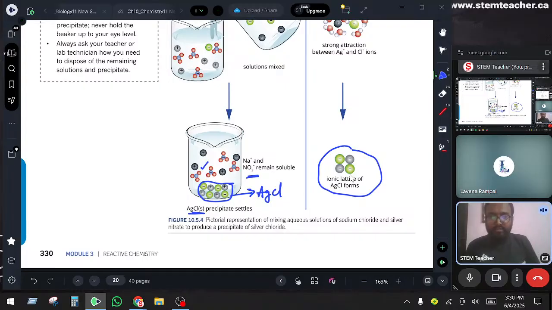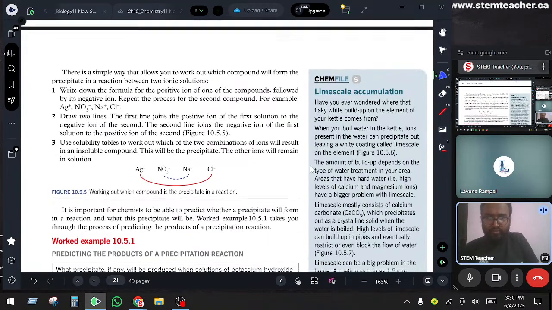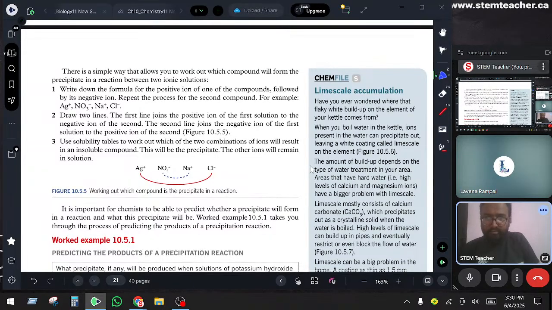Have you done any practicals regarding these reactions in school? In your school, I think no, not these ones. Okay. So I think you have to do this in school, because these kinds of reactions the school might have you do. So this is a simple way.